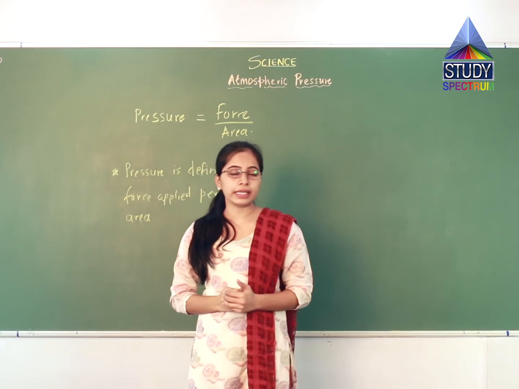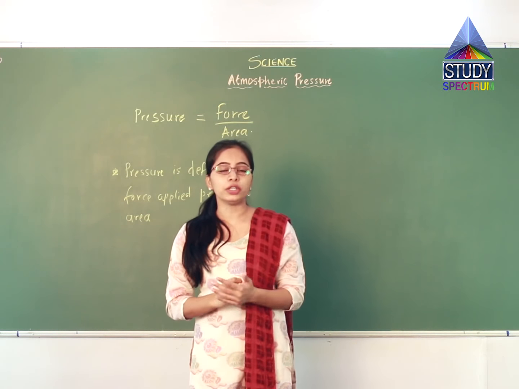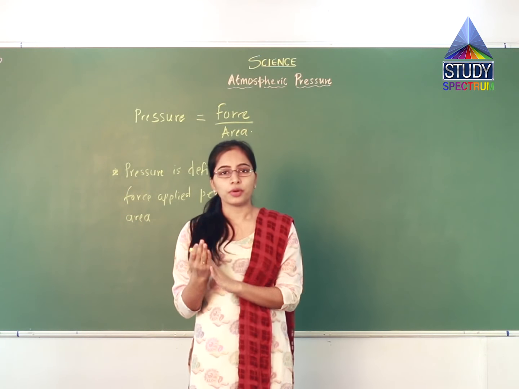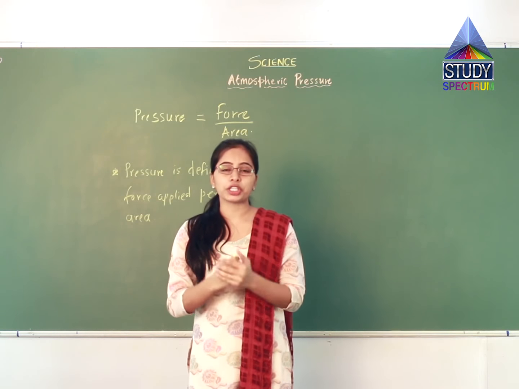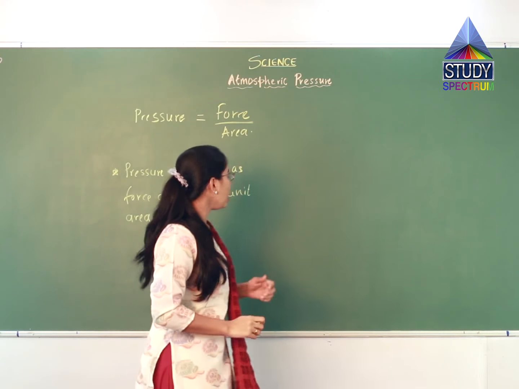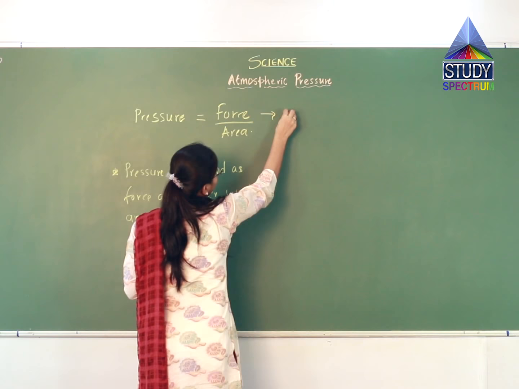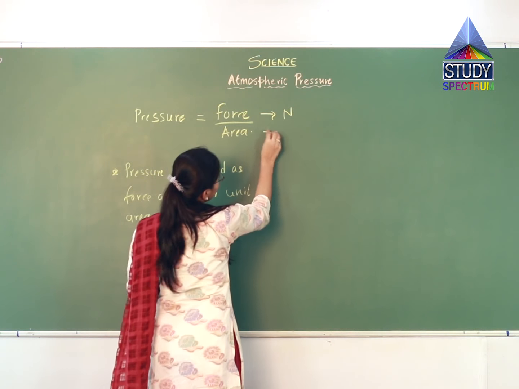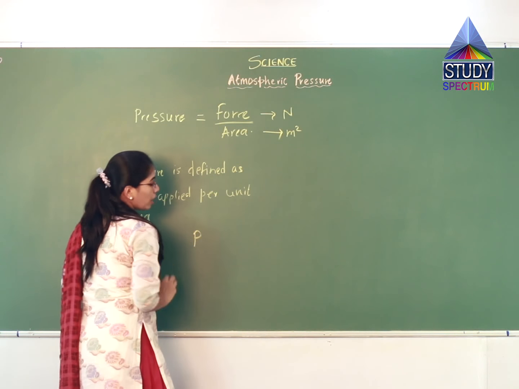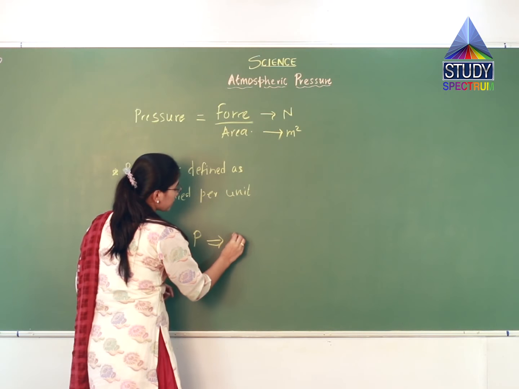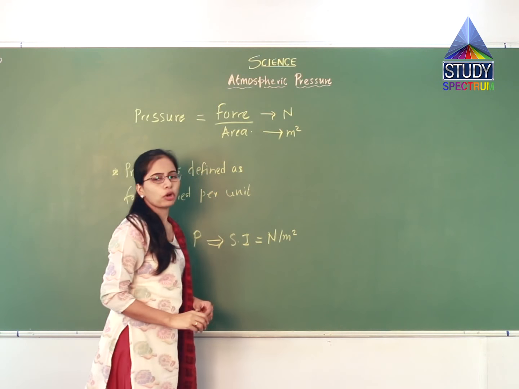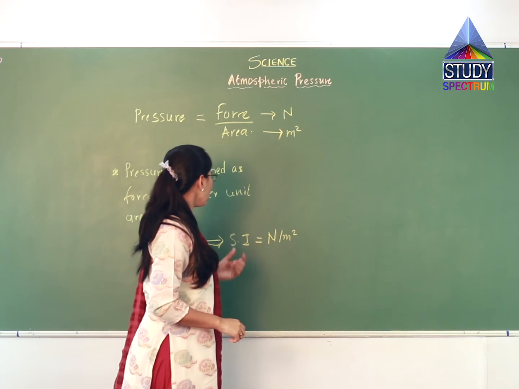Suppose I am applying 2 Newton of force on 1 square meter of area, that means your pressure will be 2 upon 1, that is 2, and we will calculate the unit here. Now the unit of force is Newton and the unit of area is meter square. So if we represent pressure by P, then its SI unit becomes Newton per meter square, or Newton per square meter. So this is the unit.